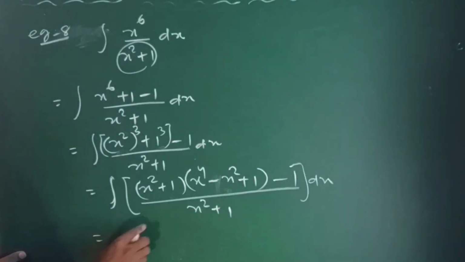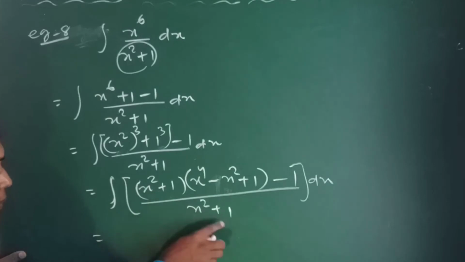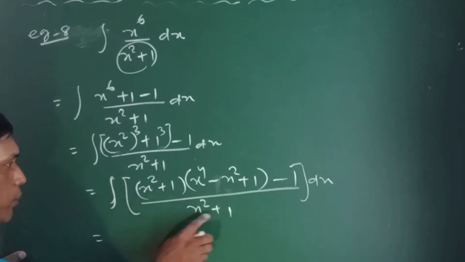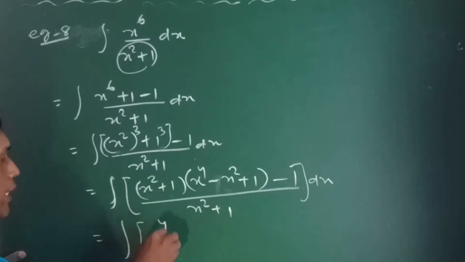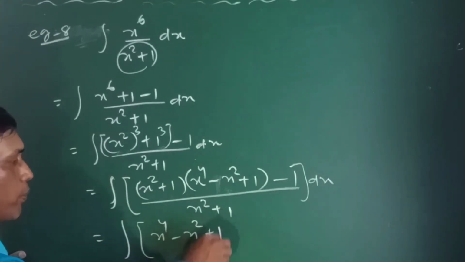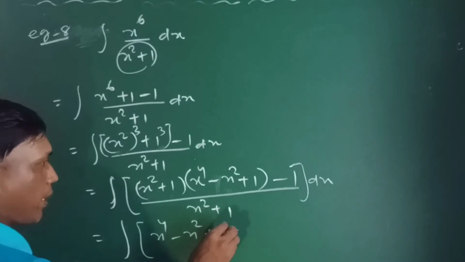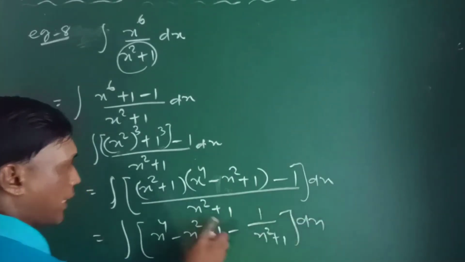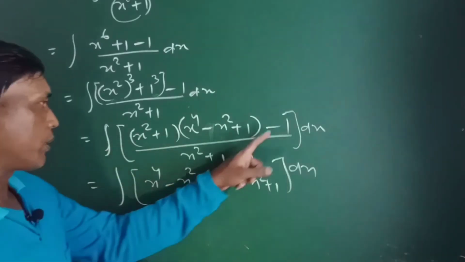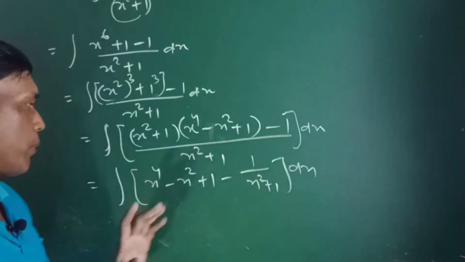Now this is the term x square minus 1; the term x square plus 1 is cancelled. Now integration of it remains x to the power 4 minus x square plus 1 minus 1 by this x square plus 1. x square plus 1 is cancelled in this term, but it remains here 1 by x square plus 1.